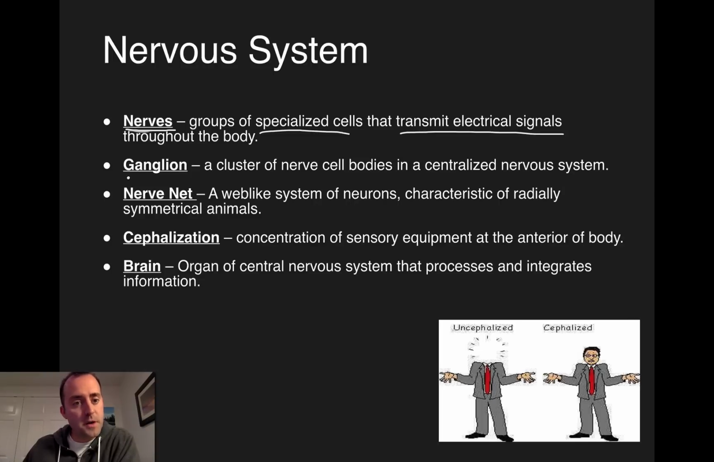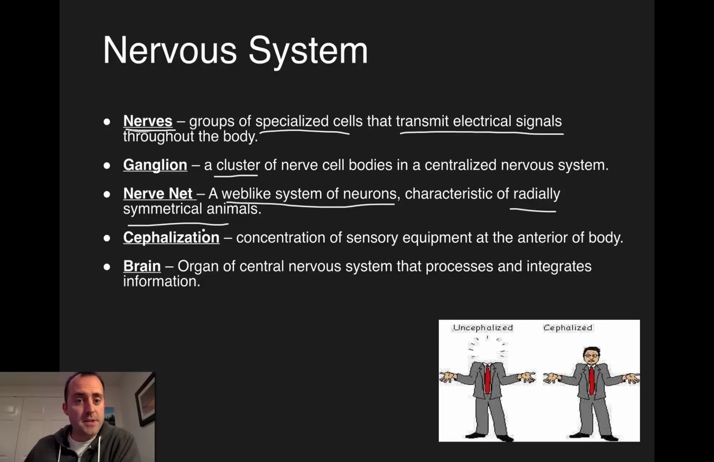Now, when these nerves start forming little clusters, we call them a ganglion. It's basically a collection of nerves that help centralize where signals are going. So we see these in very primitive animals. Some other animals have these things called nerve nets, which are web-like systems of neurons. These are characteristics of radially symmetrical animals such as sea stars.